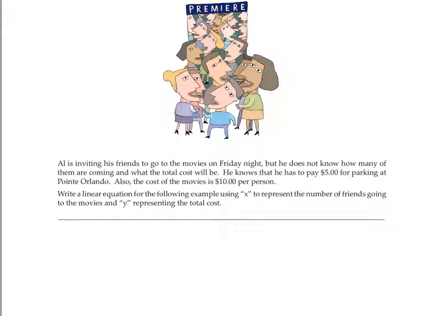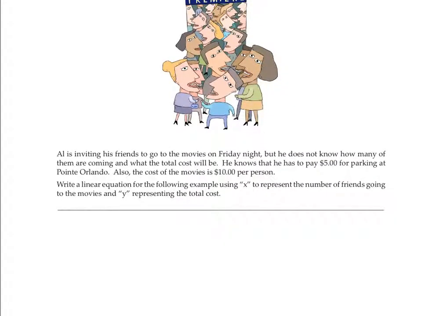Al is inviting his friends to go to the movies on Friday night, but he does not know how many of them are coming and what the total cost will be. He knows he has to pay $5 for parking at Point Orlando. Also, the cost of the movies is $10 per person. Write a linear equation for the following example, using x to represent the number of friends going to the movies and y to represent the total cost.